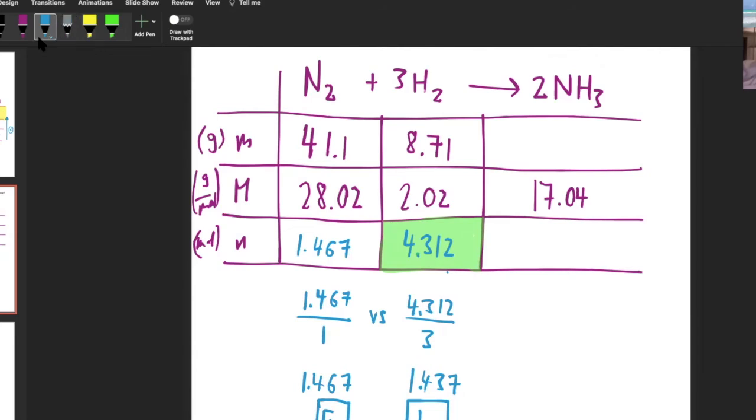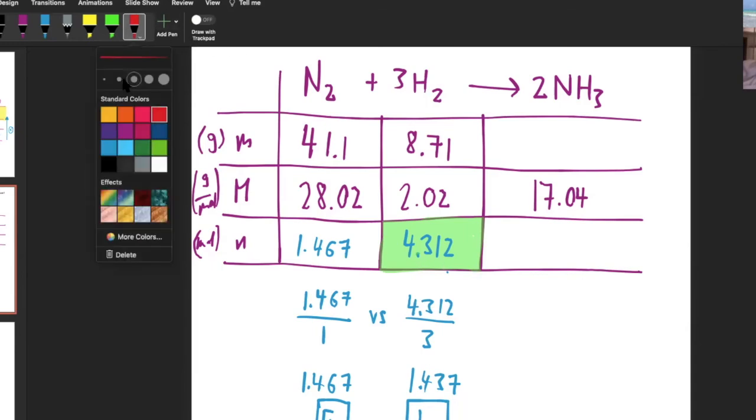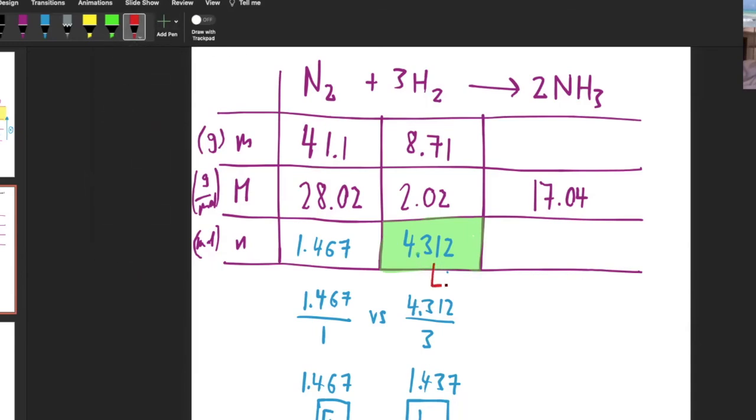So what you're going to do now is multiply, let me just add another pen here. You're going to take this number and you're going to hop around the table. So how do you go from here to here? You multiply by 3 over 2. Oh, sorry, 2/3, 2/3. You multiply by 2/3 because there's 2 to 3, because of NH3. So what's 4.312 times 2/3? I'm doing it on my calculator, don't worry. 2.875.